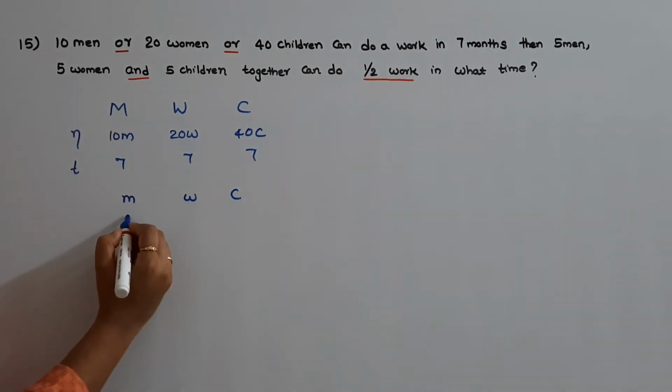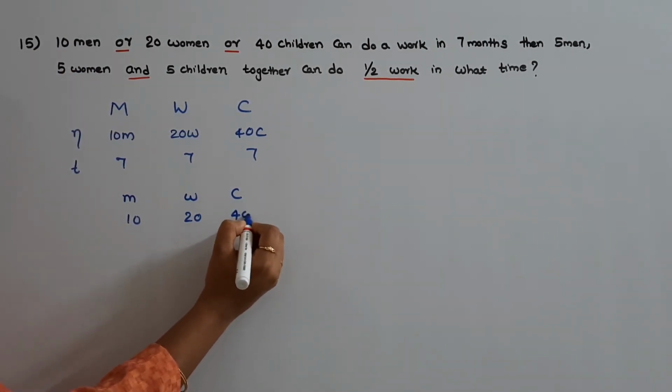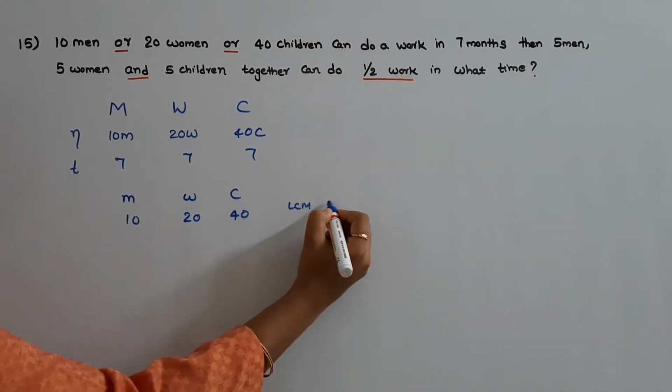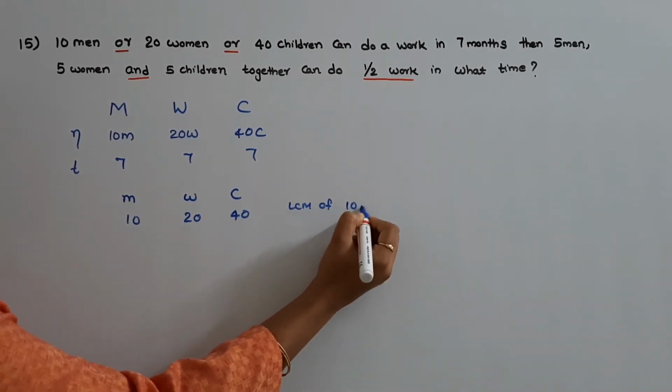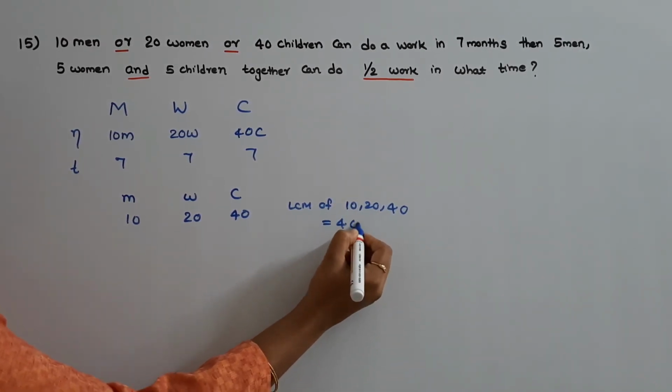Number of men doing the work is 10, number of women doing the work is 20 and the number of children doing the work is 40. Find the LCM of these numbers, that is 10, 20 and 40. So, the LCM will be equal to 40.